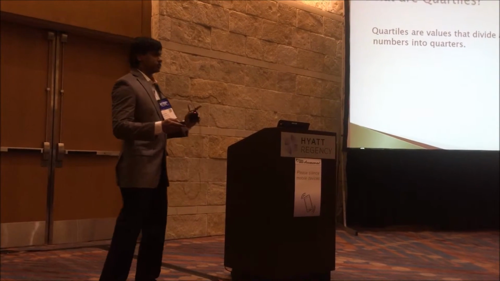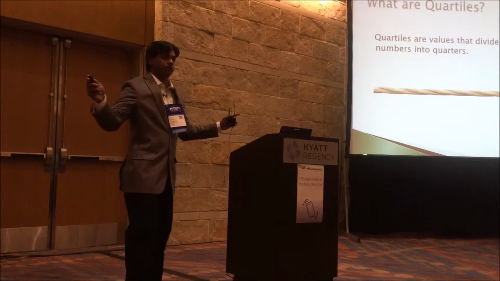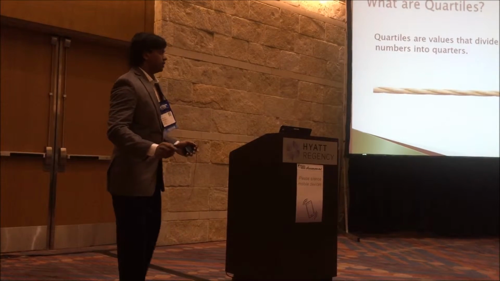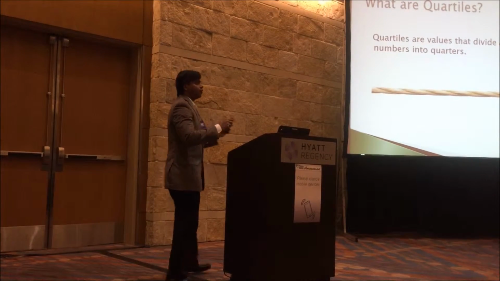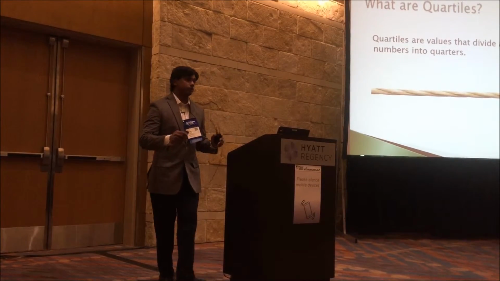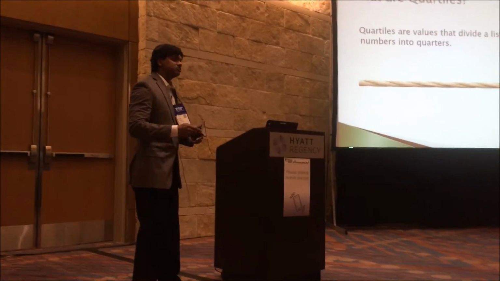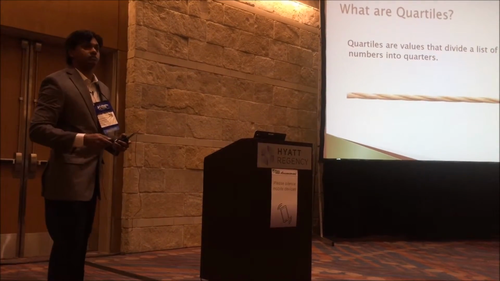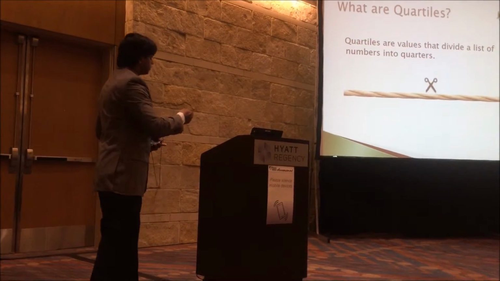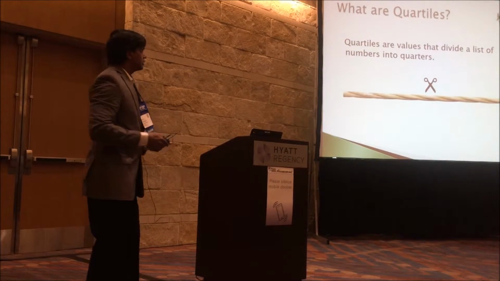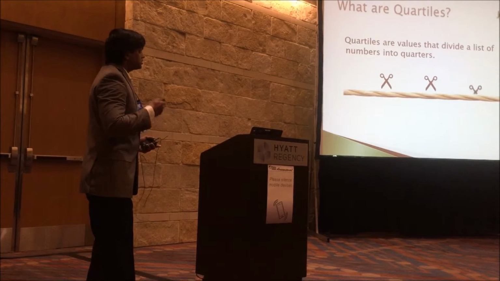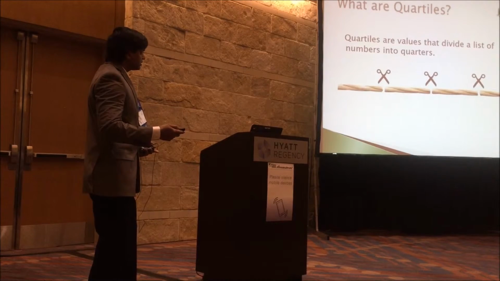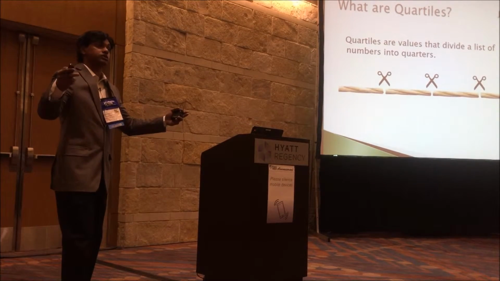So let me take an example. Consider a rope of definite length. Now if I want to cut this rope into 4 equal parts, what do I need to do? How many times do I need to cut this rope? I will have to cut this rope exactly 3 times. So here I go. With my first cut right in the middle, here's my second cut, and here's my third cut. And what do I get? I get 4 equal pieces of the same rope.